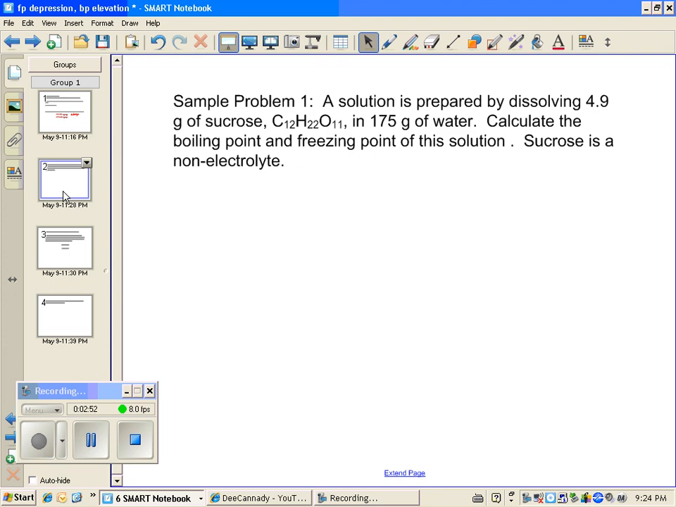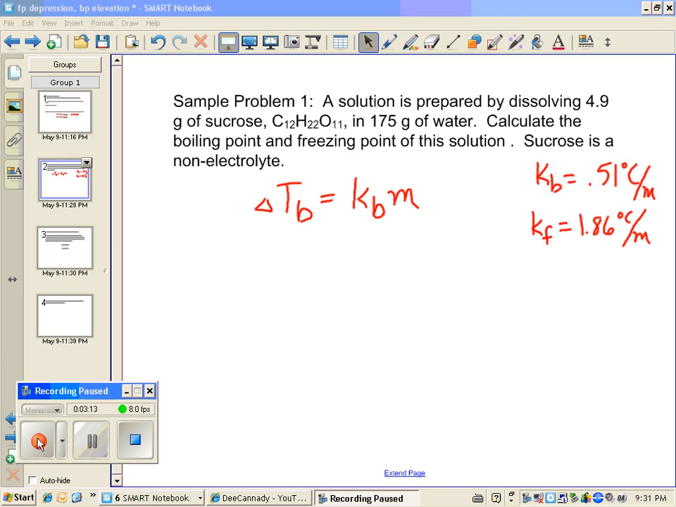Now, here's a problem that I'm going to do for you. First let me remind you of the tips here. We're looking to calculate the boiling point, so I have TB equals KB times m. I've written over here, and I'm going to put a little green box around it, the boiling constant and the freezing constant for water. This only works if your solvent is water.